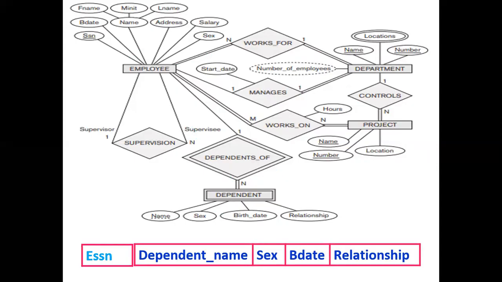Here the partial key of dependent, which is underlined in the ER diagram with a dashed line, that is the partial key. So the combination of the partial key of dependent, that is dependent name, and the ESSN of the employee table together form a composite key here. So we need to underline these two. So like this we have to map a weak entity type.